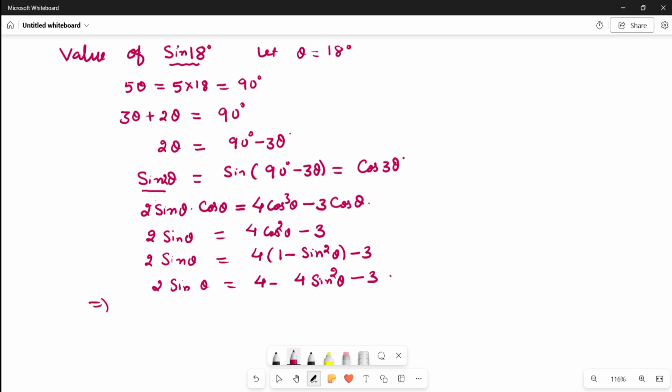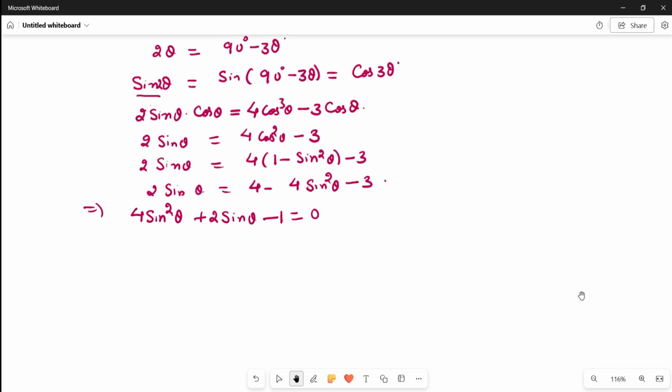Now change the side. Transfer the 4 to the left hand side. So we get 4 sine square theta plus 2 sine theta minus 1. 4 minus 3 is 1, and on the left hand side it becomes minus 1. So we get the equation 4 sine square theta plus 2 sine theta minus 1, which is quadratic in sine theta. We will use the quadratic formula here.